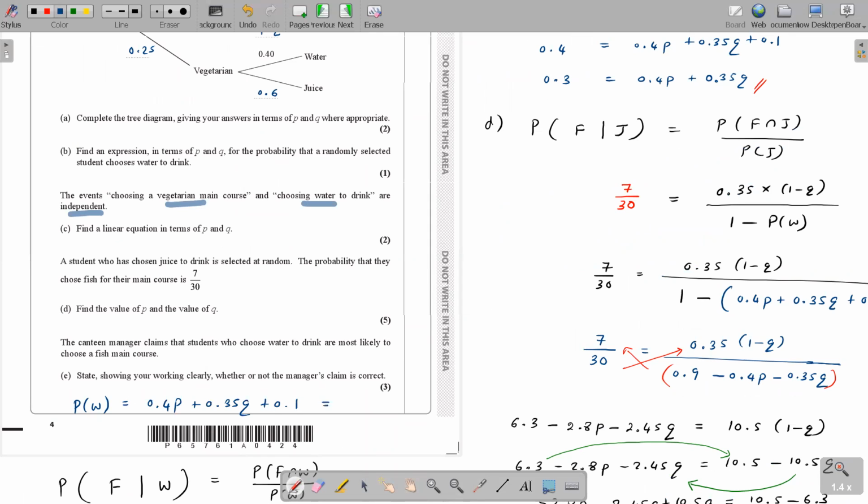Put the Q value and the P value we found: P is 0.225, Q is 0.6. Please put those two values. What's the probability of drinking water? It is 0.4. Okay, so the probability of drinking water is 0.4.